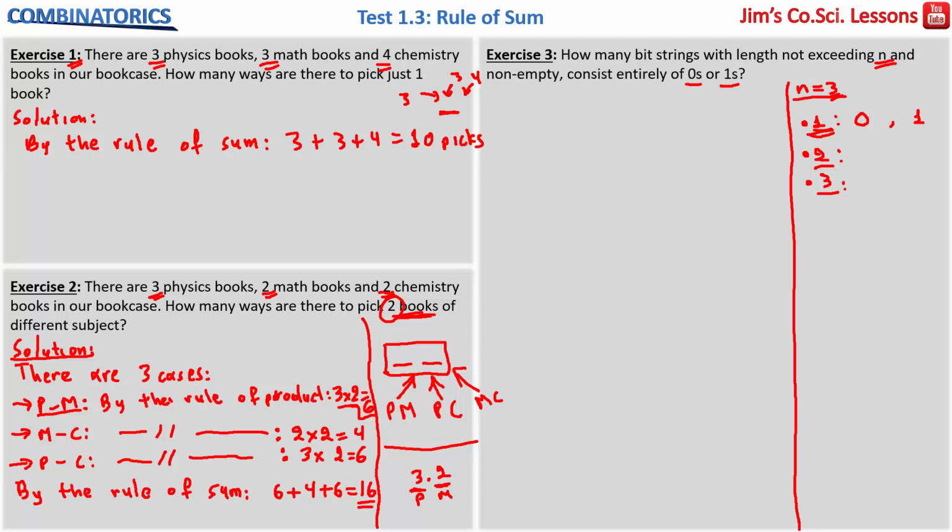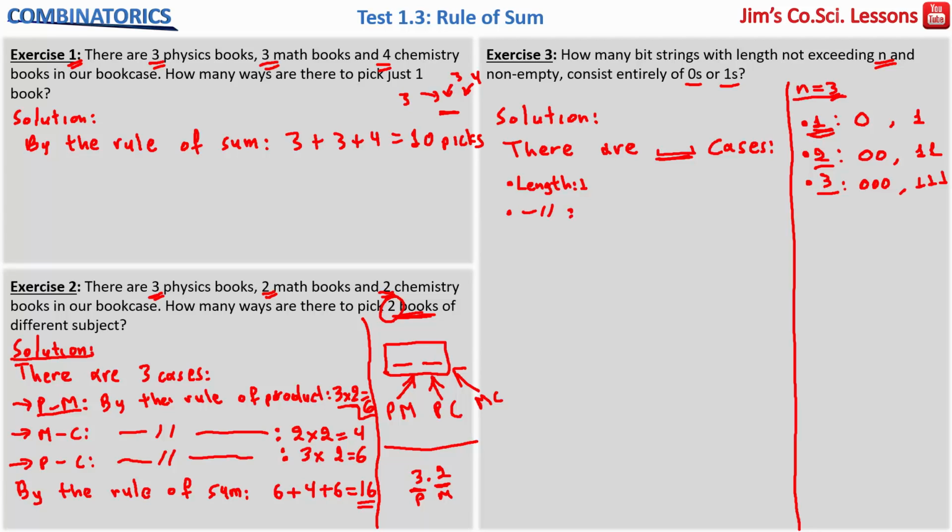And about the strings with length 2 that consist entirely of zeros or ones, there are again two strings: the string 00 and the string 11. And for length 3, it's the same: the string of 3 zeros and the string of 3 ones. Now I can generalize my solutions, so let's write it down. There are some cases, and I leave it blank, and I will fill in how many cases there are when I solve each of these cases. I'm writing down that the length may be 1, the length also may be 2, and here I'm putting 3 dots, and then the final case is that the length is n.